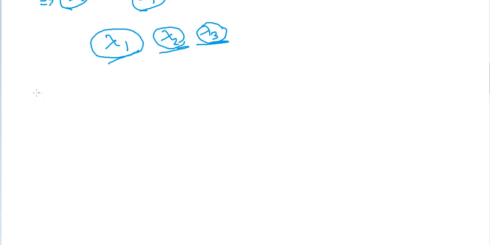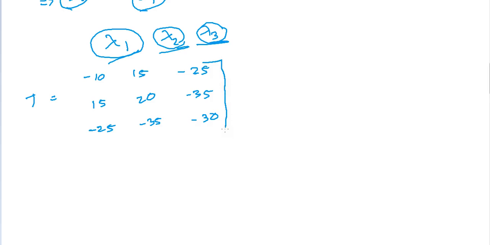Say we have a tensor T equal to minus 10, 15, minus 25. Any tensor at any point. Say here, 15, 20, minus 35, it's 25. Then minus 25, minus 35 and minus 30. Say, for example, here it is our stress tensor at any particular point.